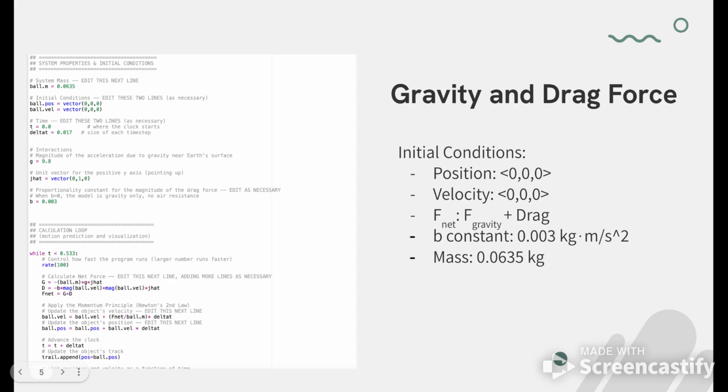The only difference between the previous code and this code is that this code introduces drag force. So in order to determine the net force here, you have to add the gravity and the drag force together and use that to find your velocity and then finally your position at the very end. And I found the b constant, which was used to determine the drag force, by trial and error, trying to get this gravity and drag force line to align with the experimental line that we found from the video. And once again, the mass was constant.